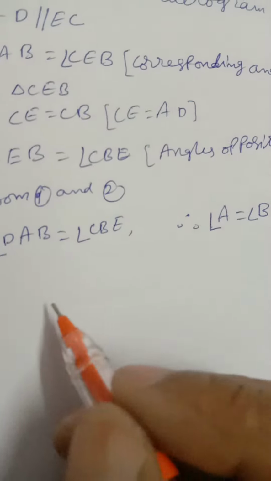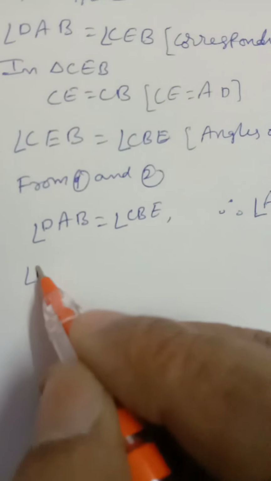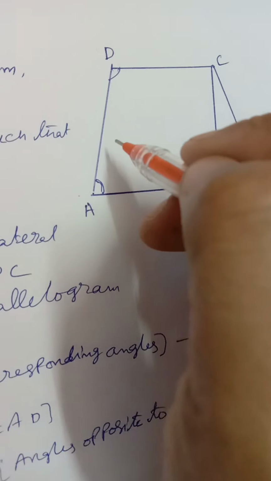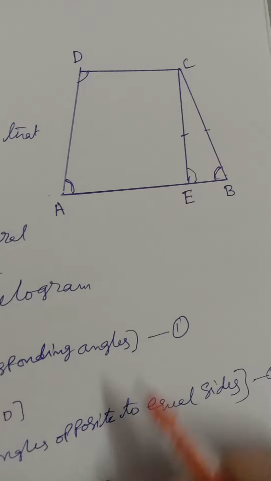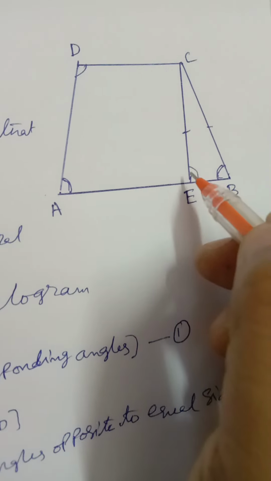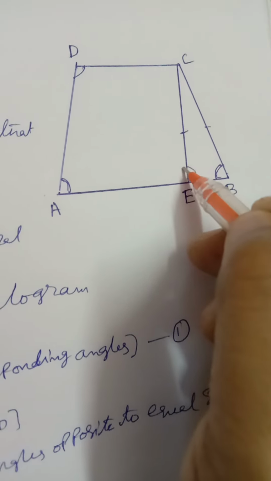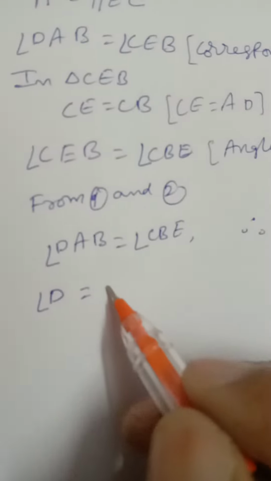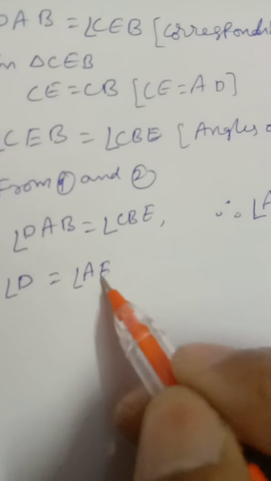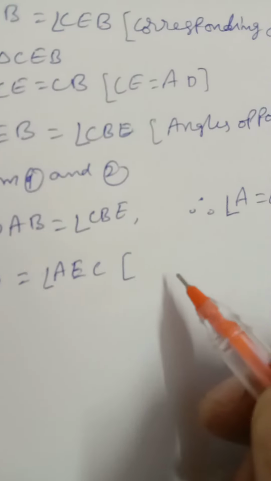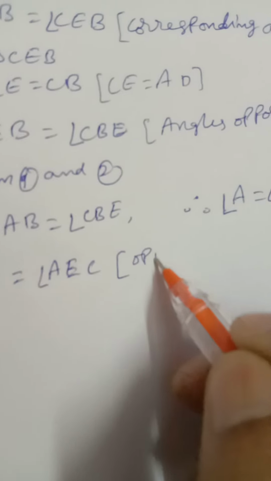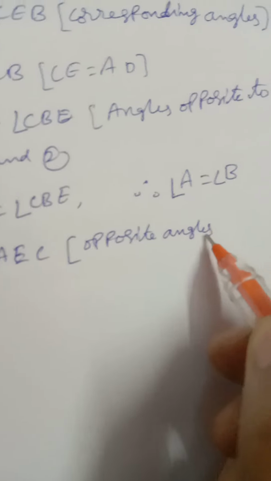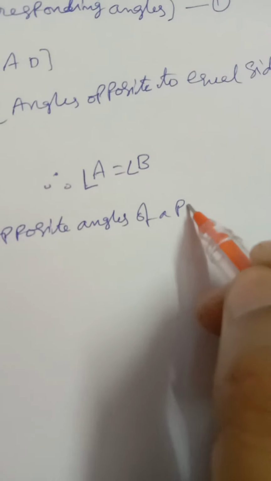Next, angle D is equal to angle AEC, opposite angles of a parallelogram.